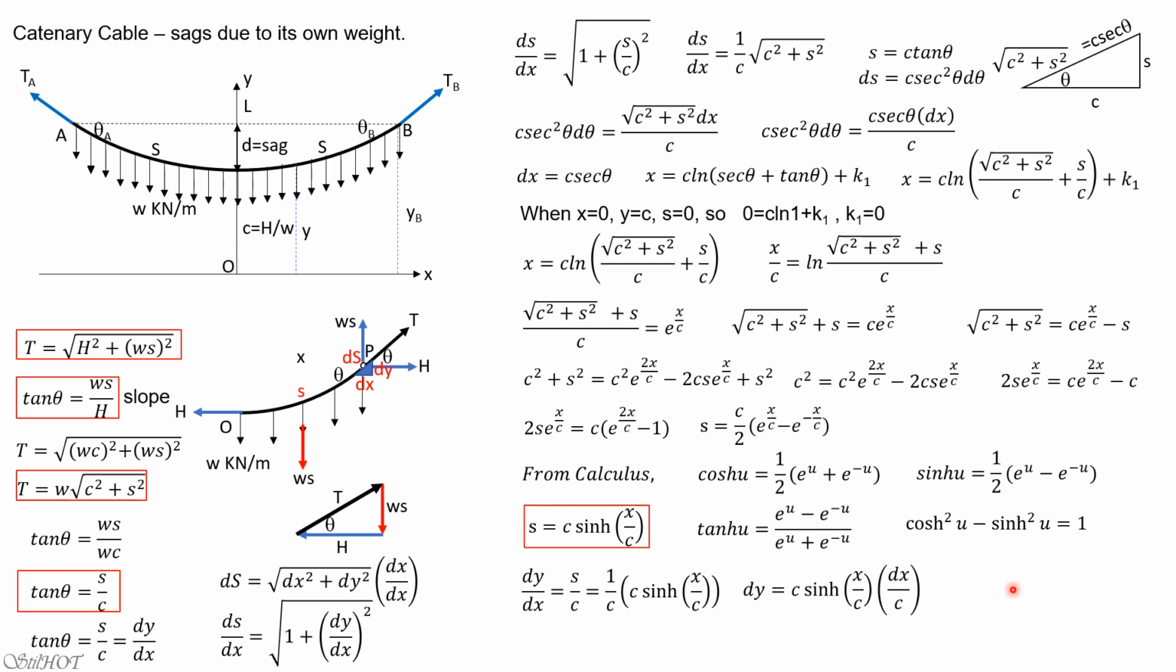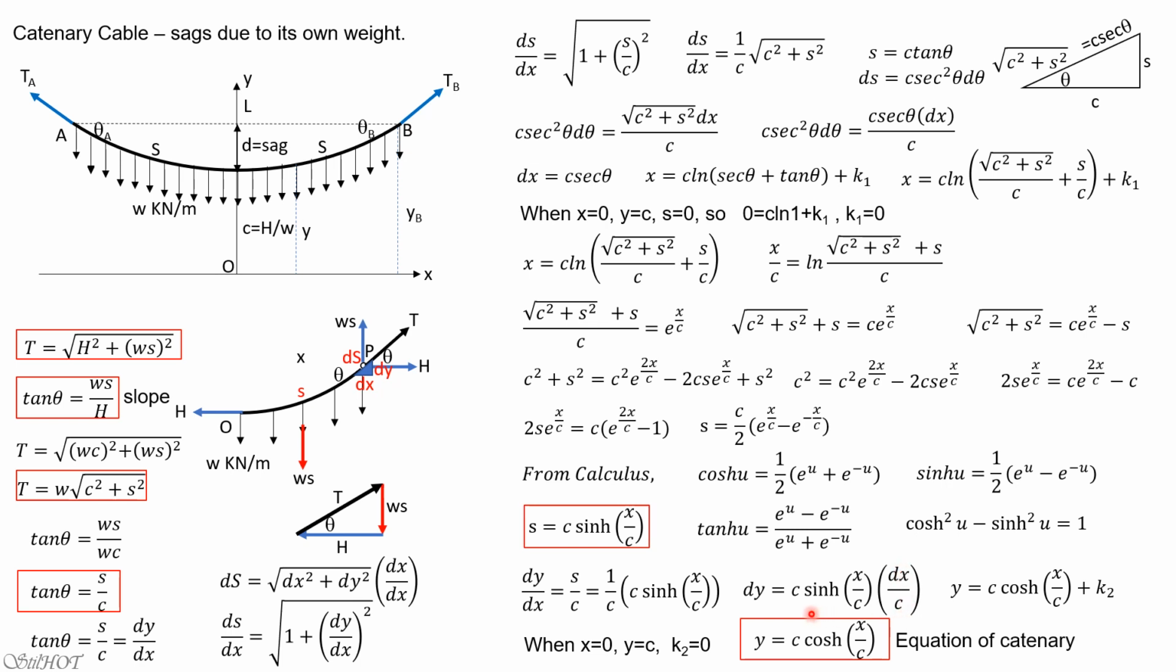So dy dx is sine hyperbolic of x over c, or dy equals sine hyperbolic of x over c dx. But because we want to derive the equation of the catenary, we have dy equals c sine hyperbolic of x over c, and we put this c into the denominator of the differential of x, so that this is in the form sine hyperbolic of u. The differential of x over c is 1 over c differential of x, or dx over c, so that you can imagine that the right side is sine hyperbolic of u differential of u.